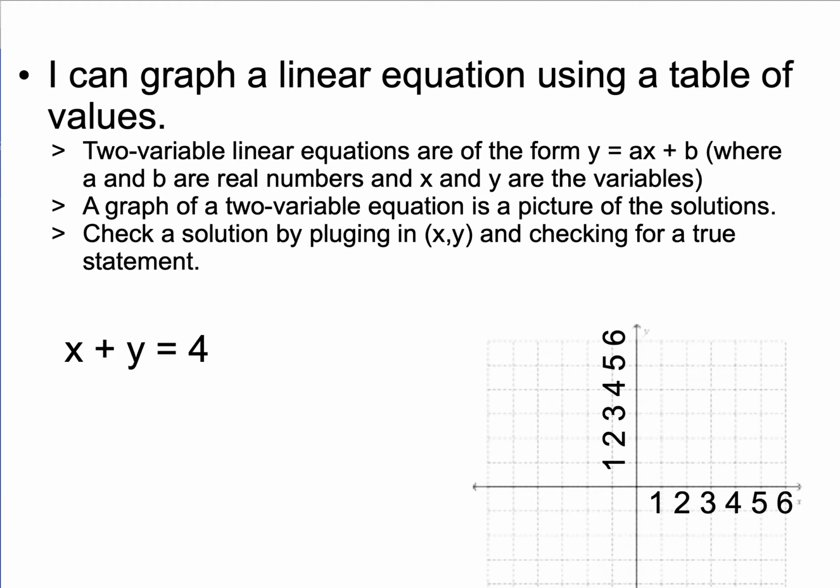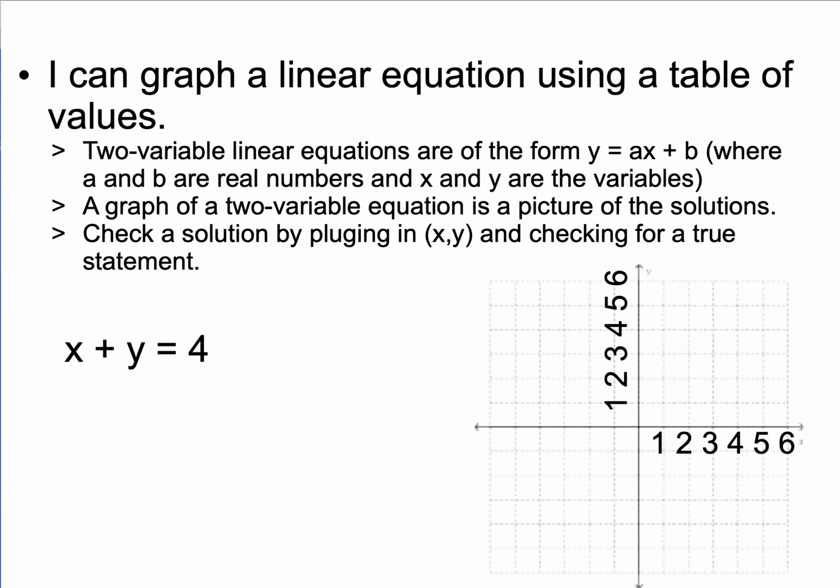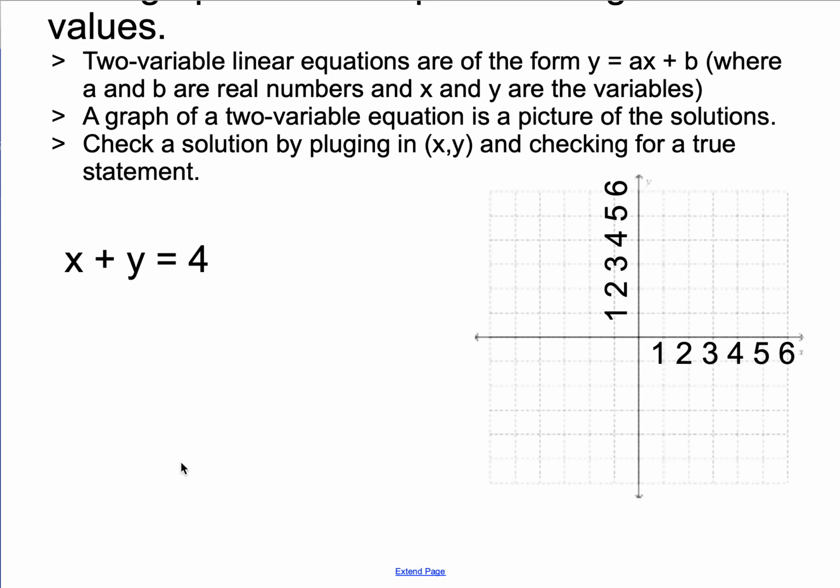Let's consider the equation. Now this isn't in the form that I explained of y equals ax plus b. I just have an equation with two variables, x plus y equals 4. And let's take a look at it. Now, possible solutions here. 2 plus 2 equals 4. That would represent the point 2, 2. And that is a single point right here.